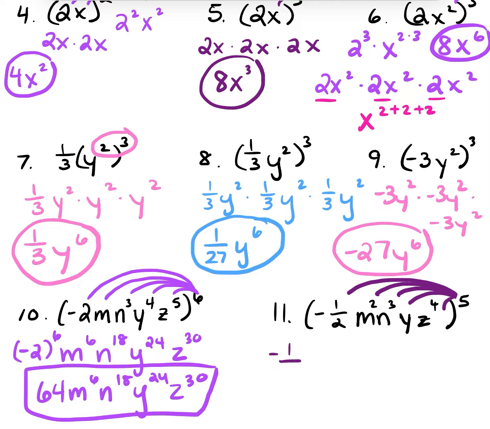M to the 2 times 5 is 10. N to the 3 times 5 is 15. Y to the nothing, but not really nothing, it's y to the 1st. Y to the 1st to the 5th, y to the 5th. Z to the 4 times 5 is 20.